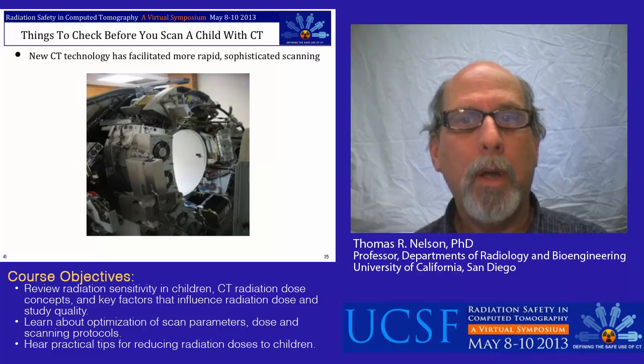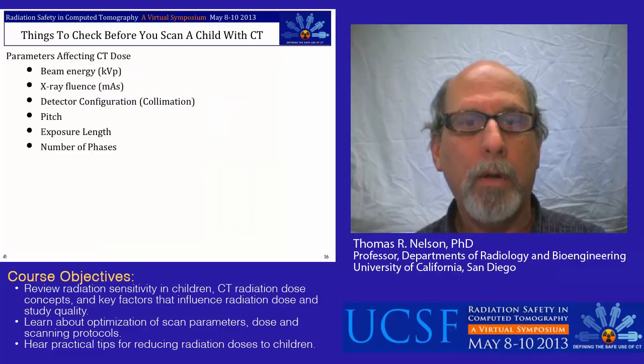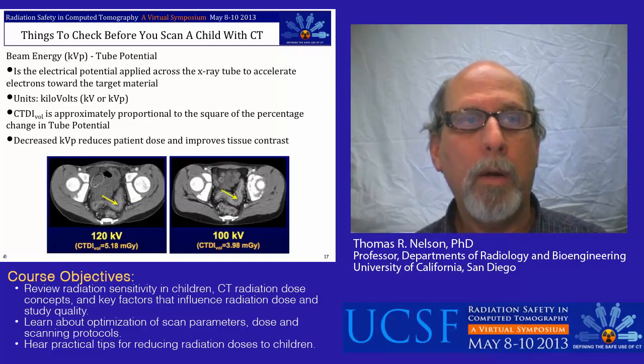New technology has facilitated more rapid scanning. As we can see in this brief video, from an inside of a 64-slice CT scanner, there's a great deal of advanced technology present, and the ability to rotate extremely rapidly gives rise to potential for very, very fast scanning as well as more sophisticated diagnostic studies. There are several parameters, though, that affect the CT dose from these scanners: the beam energy, the X-ray fluence, the detector configuration, the pitch, the exposure length, and the number of phases of imaging over the same anatomy.